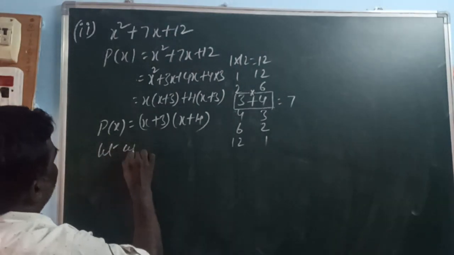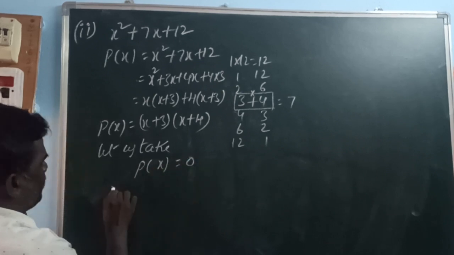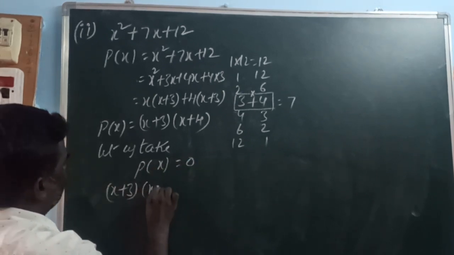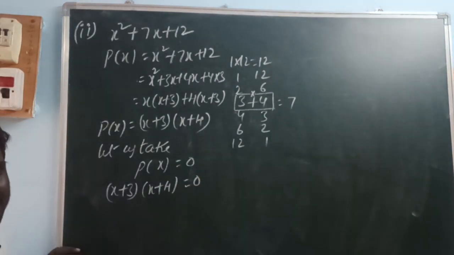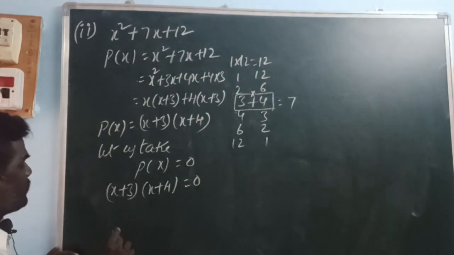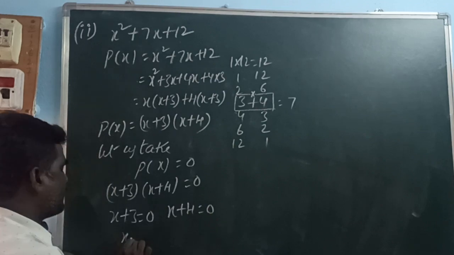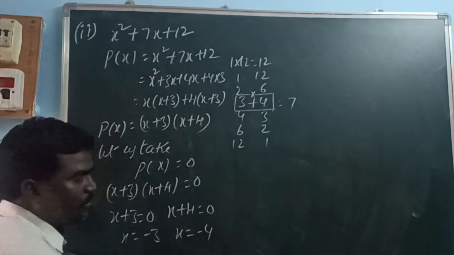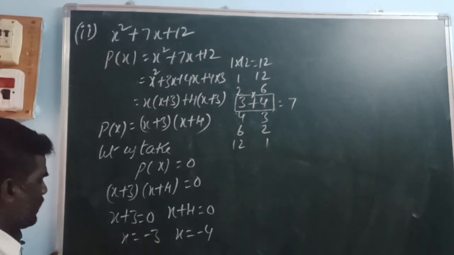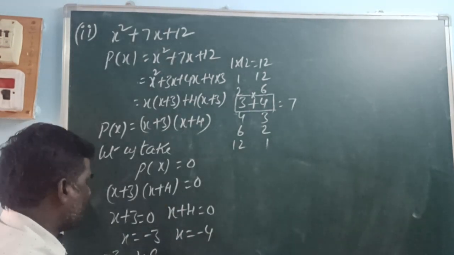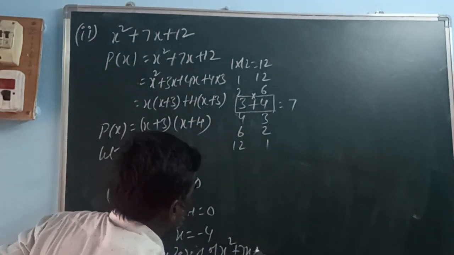So now find the zeros. Let us take p of x polynomial is equal to 0, that is x plus 3 into x plus 4 is equal to 0. The product of two polynomials is 0, either the first one is 0 or the second one is 0 or both are zeros. That is here x plus 3 is equal to 0, x plus 4 is equal to 0, x is equal to minus 3, x is equal to minus 4. Okay, plus 3 goes to minus, plus 4 goes to minus. So now minus 3 and minus 4 are zeros of x square plus 7x plus 12.